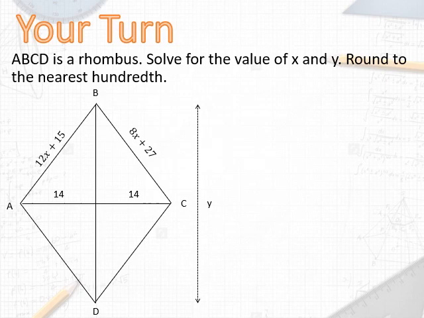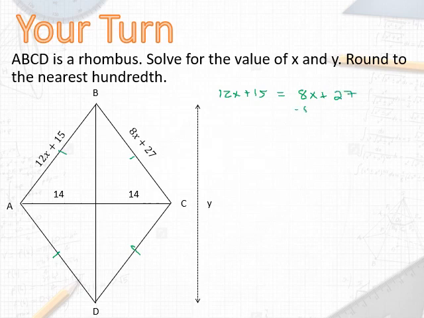So we've got all sides in a rhombus are congruent. So that means that we can use the two x values and put them equal to each other because they should be congruent to one another. So 12x plus 15 is equal to 8x plus 27.